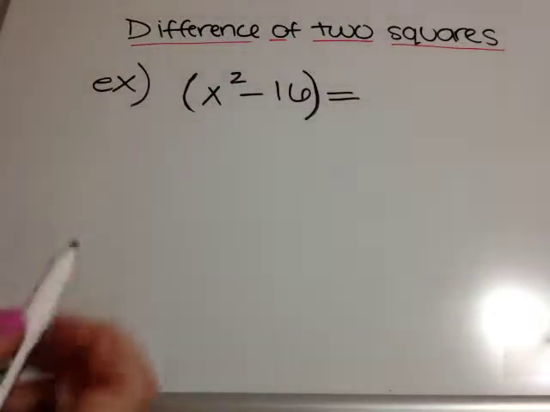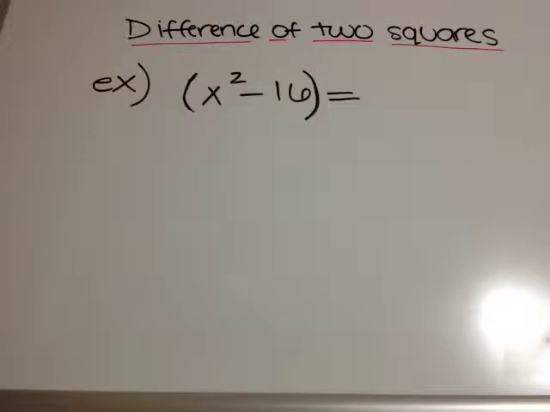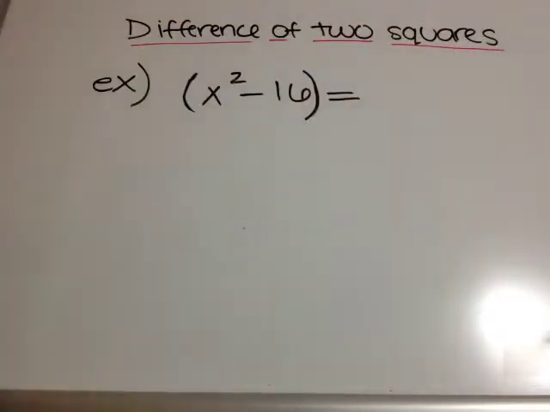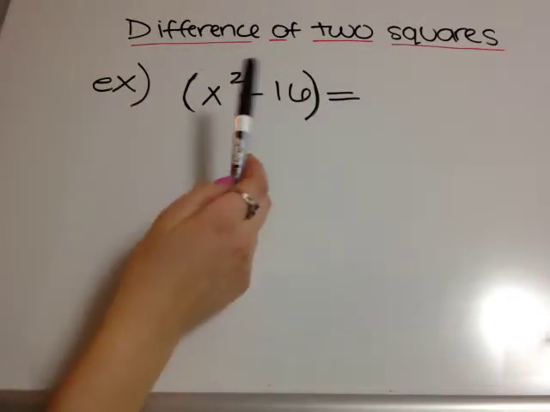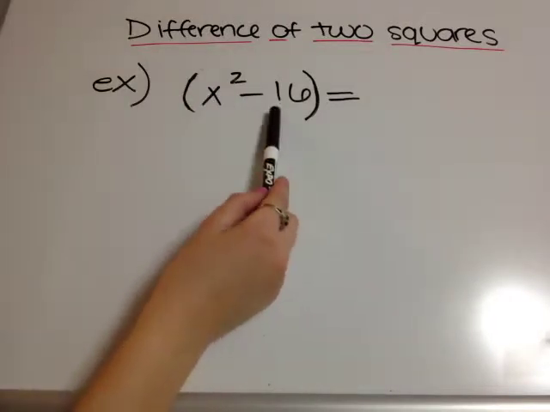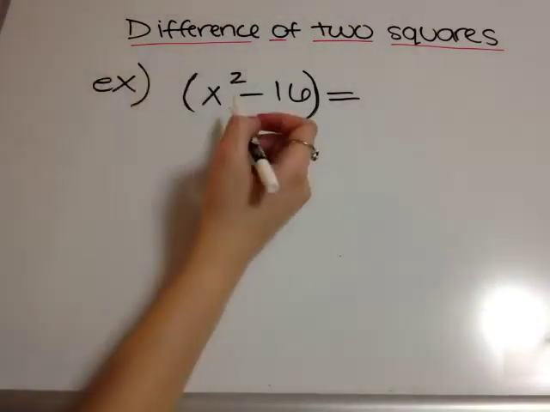Okay, so I'm going to show you how to factor using a method called the difference of two squares. Now, this method doesn't work all the time. It only works when, first of all, you have two terms and they're both perfect squares. So let's look at this example.